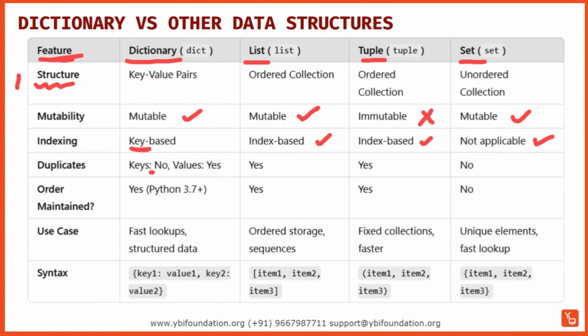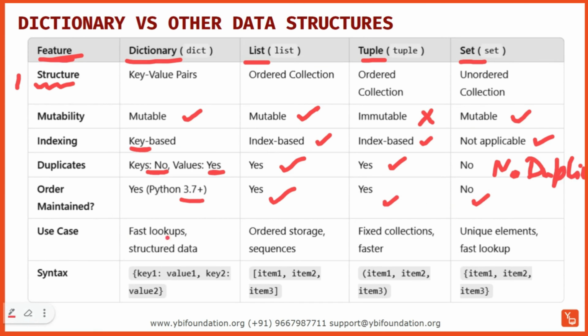Duplicates, yes, keys cannot be duplicated, but values, yes. So we have to have a unique key, but values can be replicated. List, we can have the elements duplicates, tuple duplicates, and set, there is no duplicate. So in set, remove the duplicate values. Now order maintained after 3.7, yes, of key insertion. A list, of course, yes. A tuple, yes. Because set is unordered, so there is no order maintained in case of set.